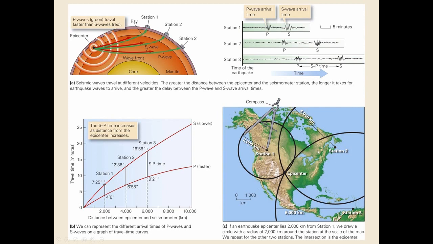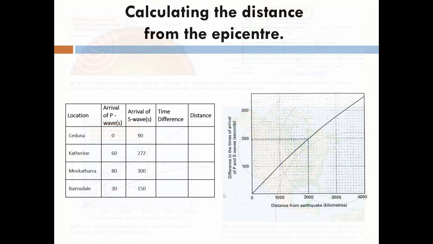Okay, Station 1, Station 2, Station 3, we can notice big circles and a little circle here. So Station 1 is the closest, so it's got the least gap in time. So how do we calculate the distance from the epicenter? We've got locations, we know when the P wave arrived and the S wave arrived. We're just calling that 0.